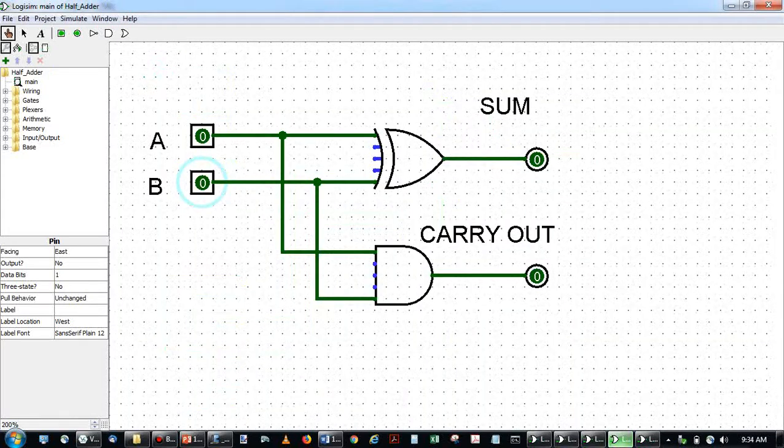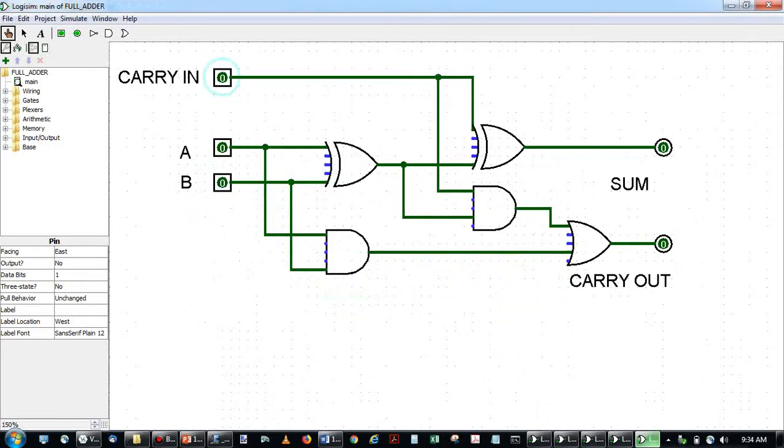Here's the half adder. So the half adder was, I think, fairly straightforward. We saw the truth table. You want to verify that it works. So 0 plus 0 is 0 with no carry. 0 plus 1 is 1 with no carry. 1 plus 0 is 1 with no carry, and 1 plus 1 is 0 carry the 1.